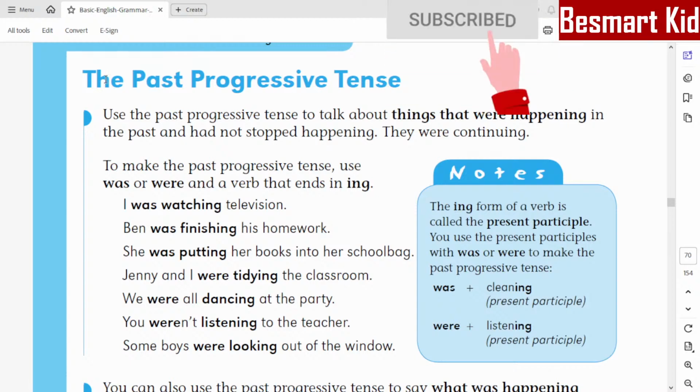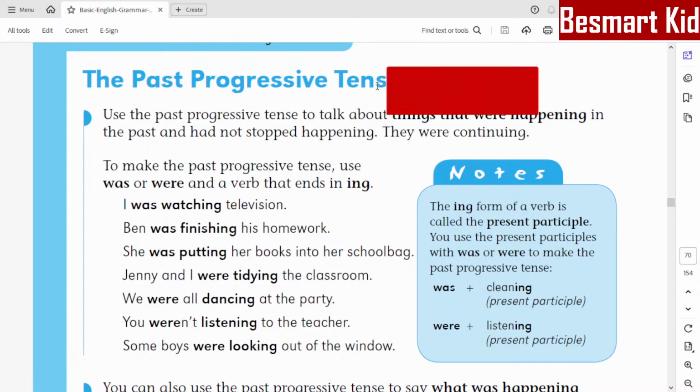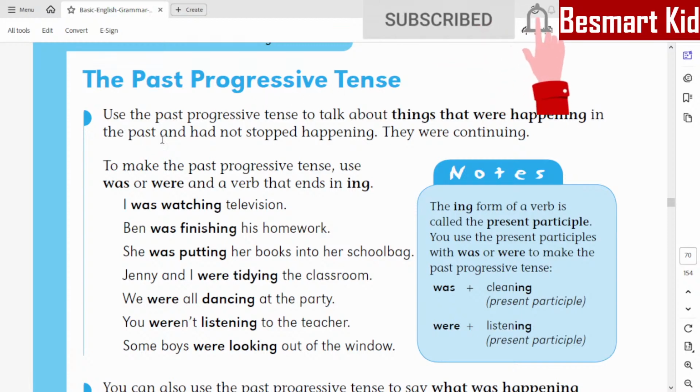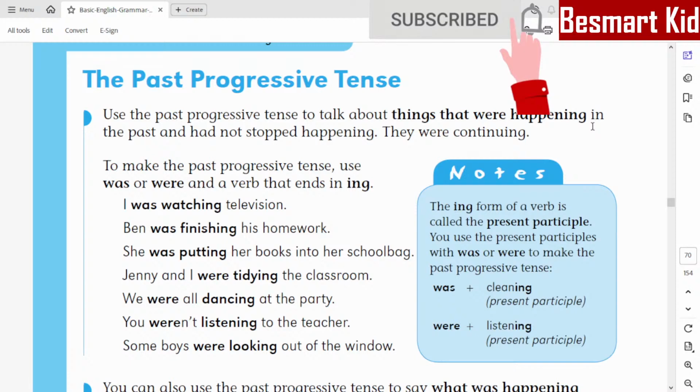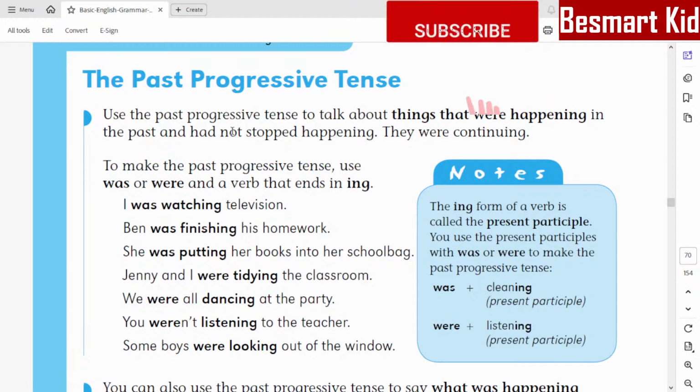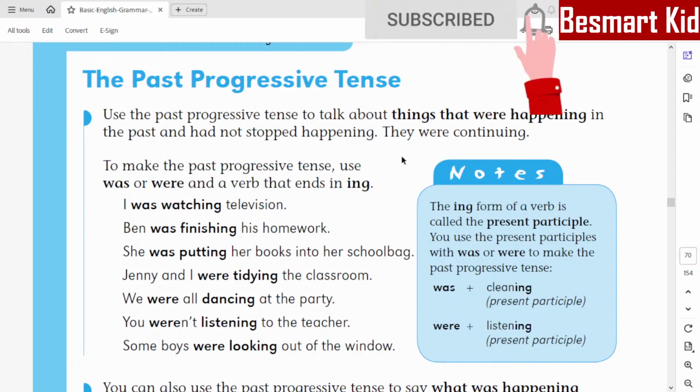Now we have the past progressive. Use the past progressive tense to talk about things that were happening in the past and had not stopped happening. They were continuing.